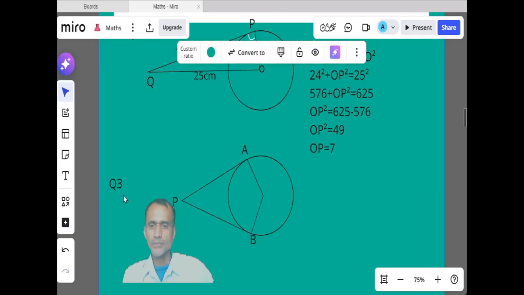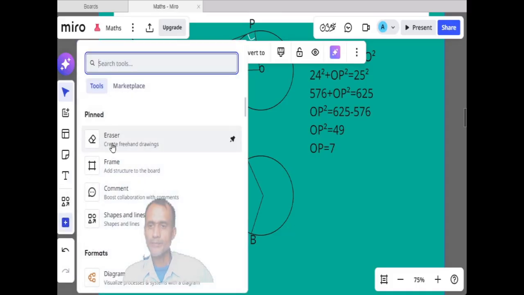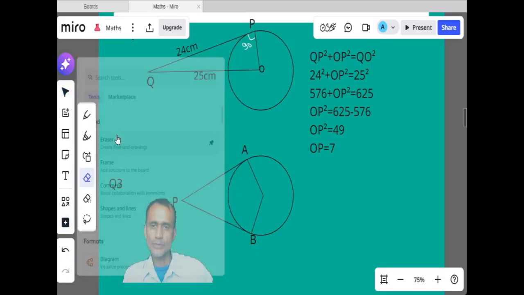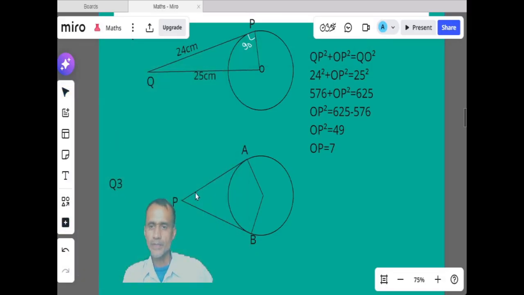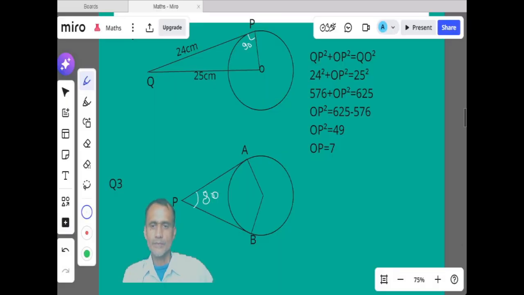Now in this figure, we are given that angle APB is equal to 80 degree. So angle APB is 80 degree, and we know that tangents subtend an angle of 90 degree with the radius at the point of contact. So this is 90, and this angle is also 90.